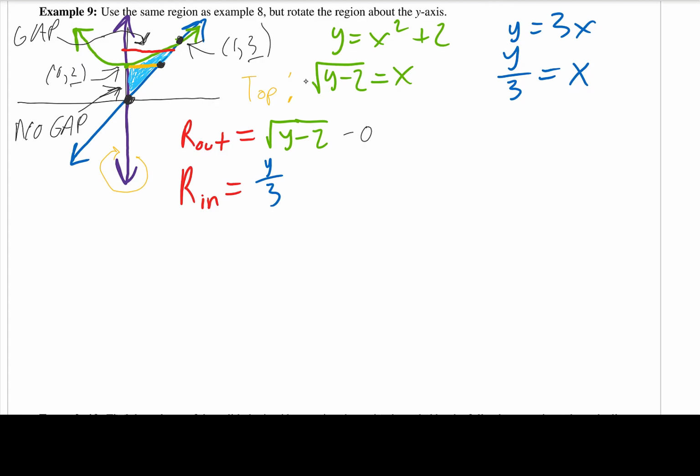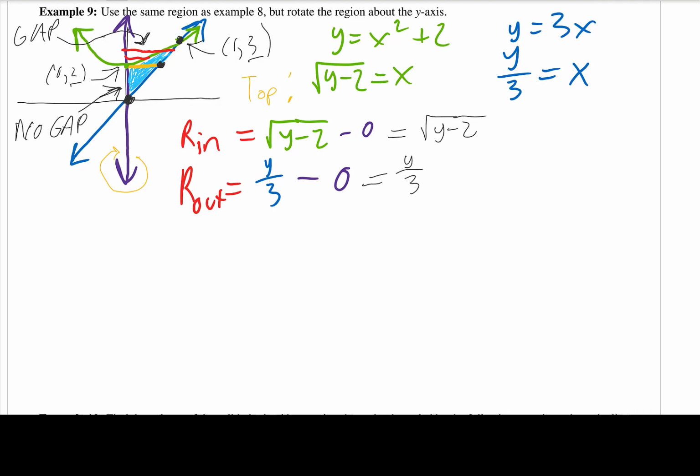So our R out should be blue minus, I guess you could really say this is purple, right? Because purple was X equals 0. So this is minus 0, this is minus 0. And then this one should have been R in, right? We can see that by this. This is our inner radius, and it only goes to the green curve. Okay. So this will be square root Y minus 2. This will be Y over 3.